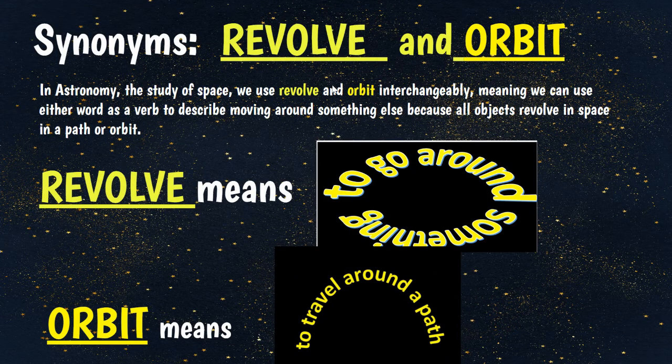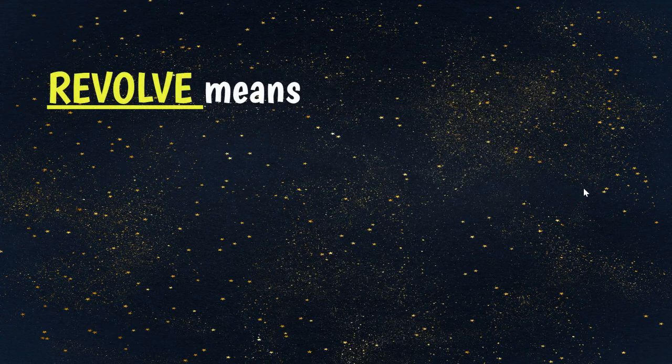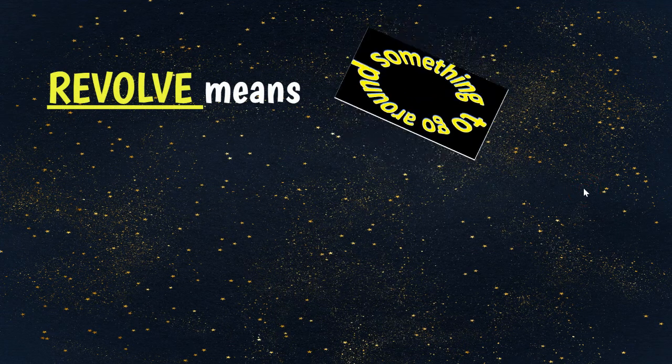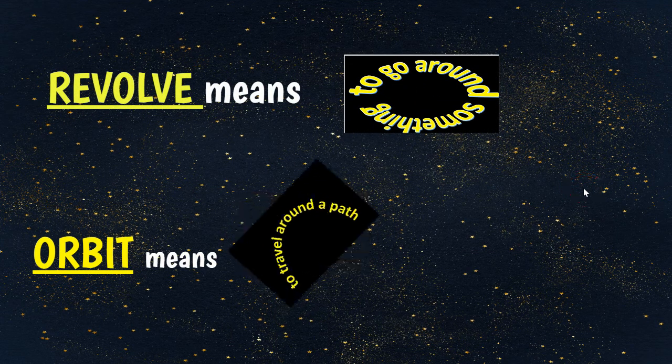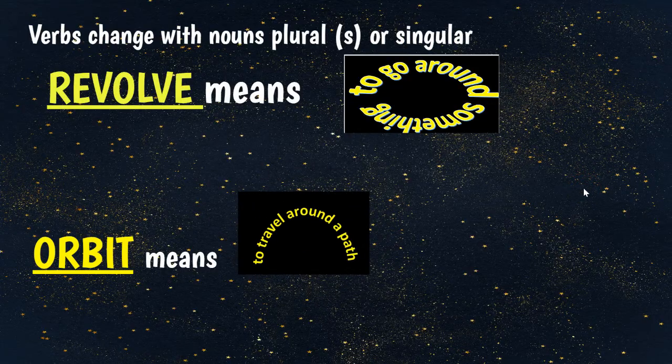In astronomy, the study of space, we use revolve and orbit interchangeably. That's their synonyms, meaning we can use either word as a verb to describe moving around something else because all objects revolve in space in a path or orbit. So revolve means to go around something. Orbit means to travel around a path.